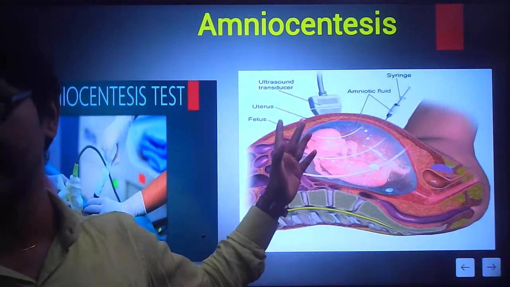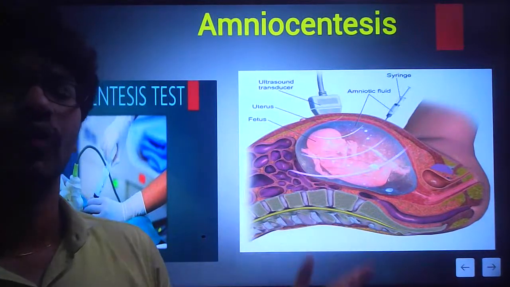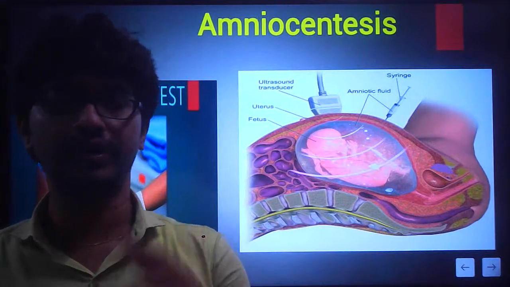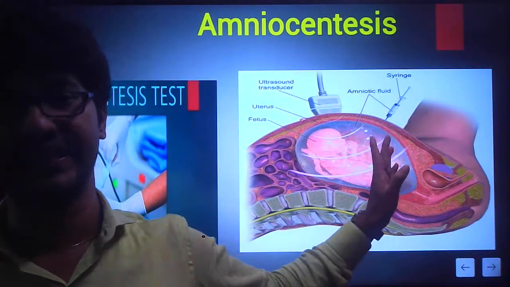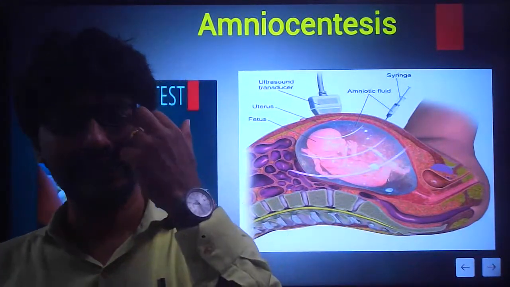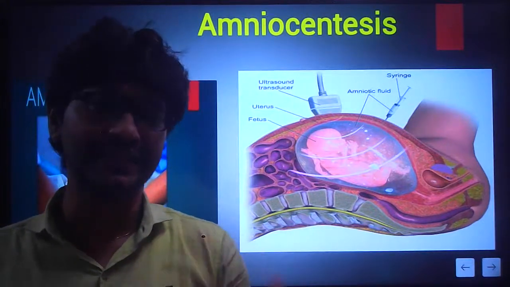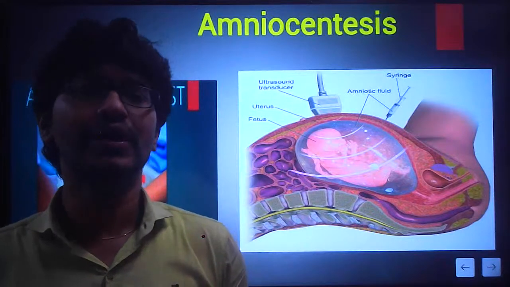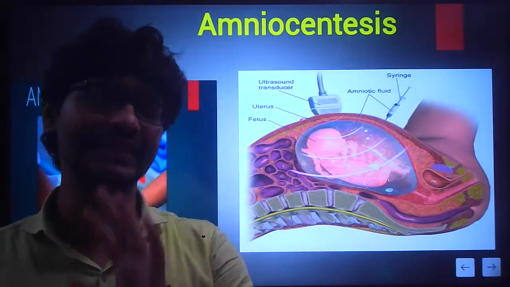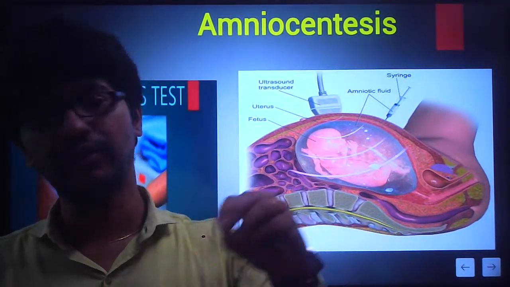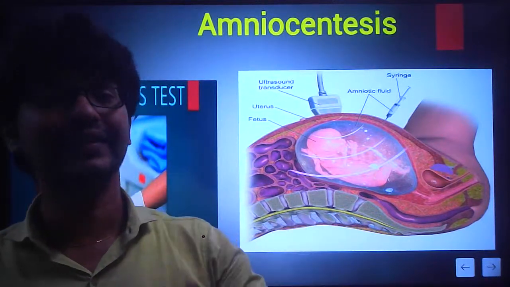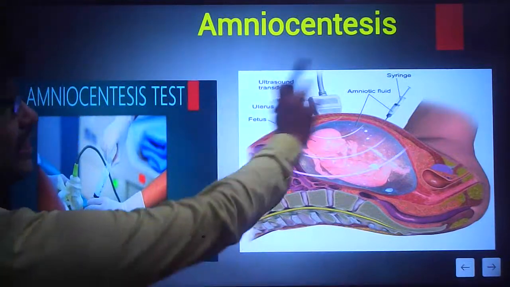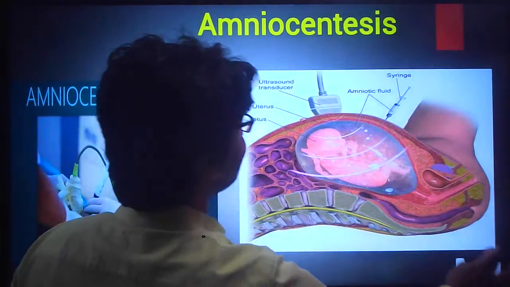And when you see this procedure, how long does the test take? It takes only 2 to 3 minutes. After the test, they advise certain exercises, because there may be some problems like pain. So it is just a 2 to 3 minute procedure. They take only 10 ml of amniotic fluid, and find out whether there is any problem in the chromosomes or the genetic makeup of the fetus.